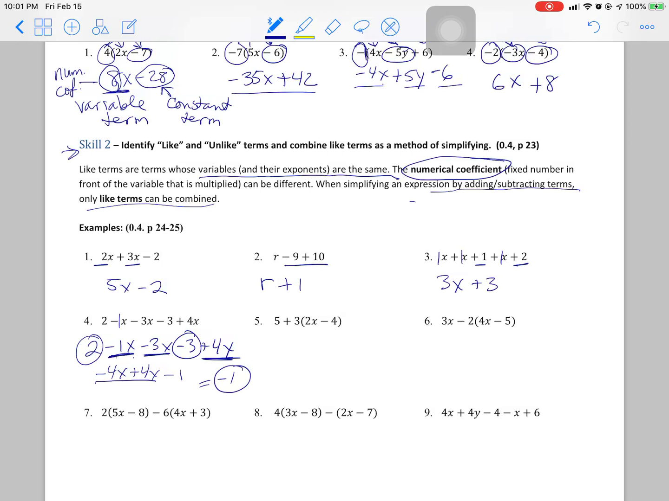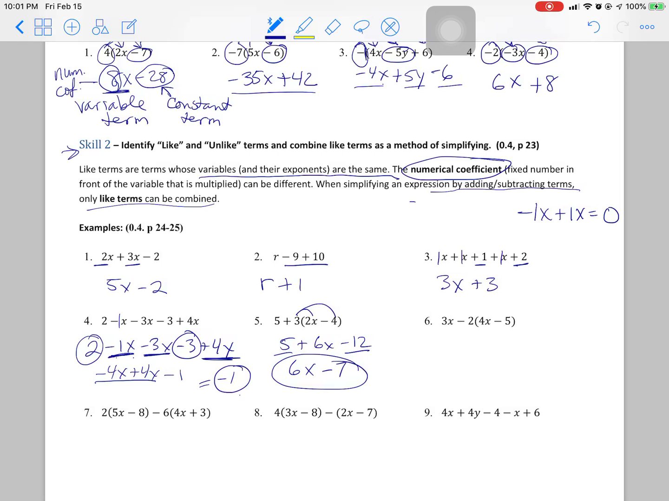All right. A negative 1x plus an x is a 0. You lose your x. Okay. Let's see. 5 plus 3 times 2 is 6. 3 times negative 4 is negative 12. So I distributed. Then I'm going to combine like terms. 6x minus 7. That's my final answer.